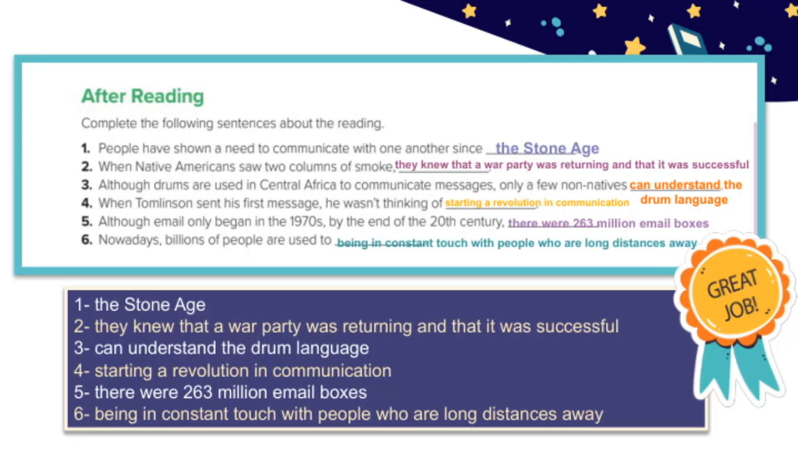Today, I want to highlight how humans have always sought ways to stay connected, even across great distances. For example, long ago, people could understand drum language, which was a powerful way to communicate over long ranges. They knew when a war party was returning and whether it was successful, all through this form of sound signals. This takes us back to the Stone Age, a time when communication was primarily based on simple, yet effective methods like drums.